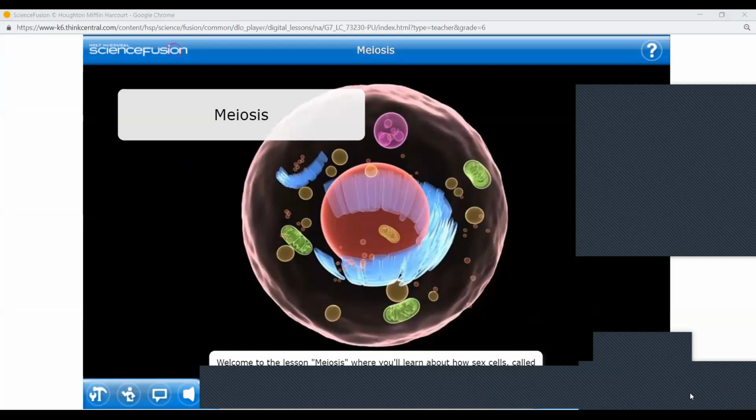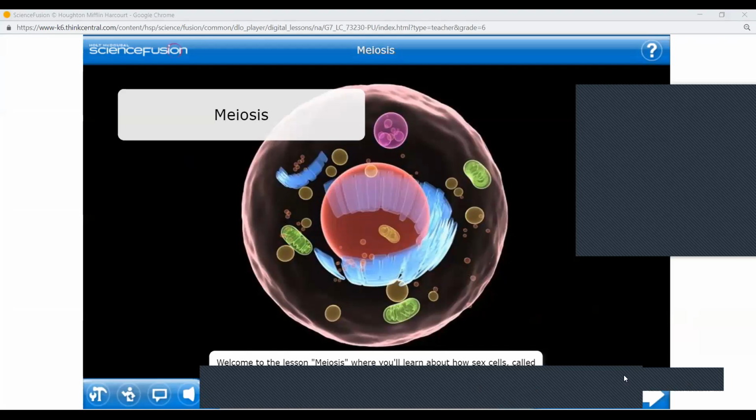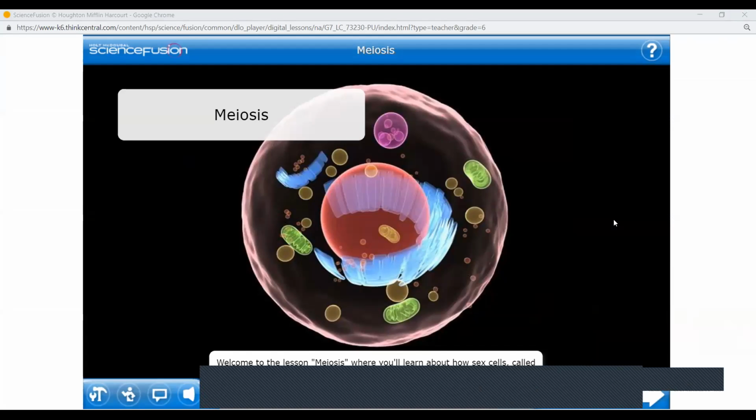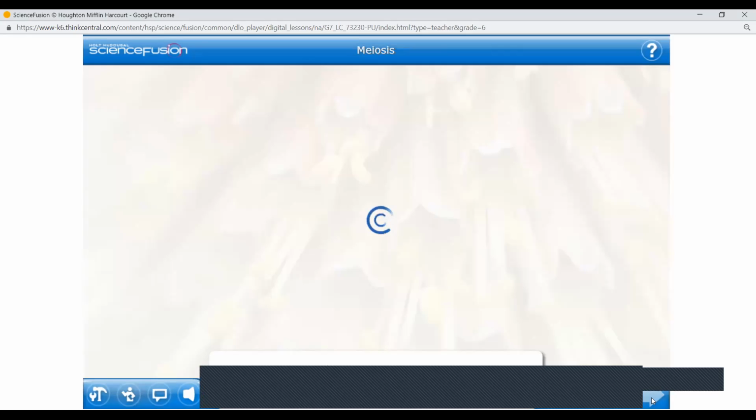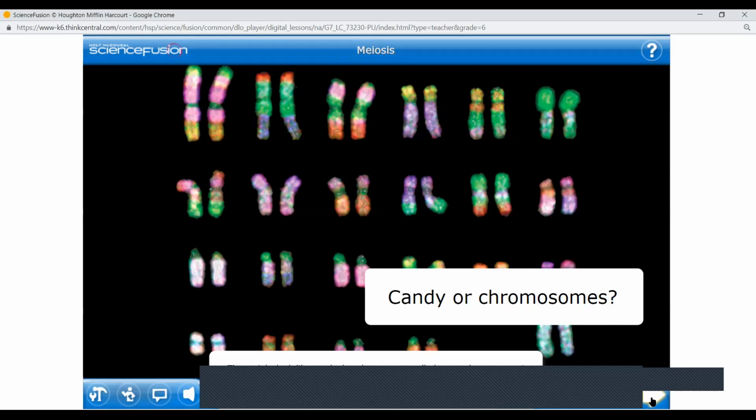Welcome to the lesson Meiosis, where you'll learn about how sex cells, called gametes, are made. Before beginning this lesson, review the lesson mitosis. The vocabulary words for this lesson are meiosis and homologous chromosome. Click each word to find out more about it. They might look like candy, but these are actually human chromosomes. Nearly every cell in your body has 46 chromosomes, but not all. A group of cells called gametes have only 23 chromosomes.